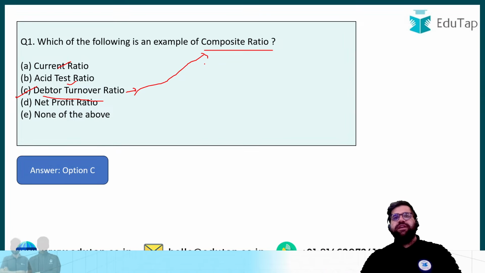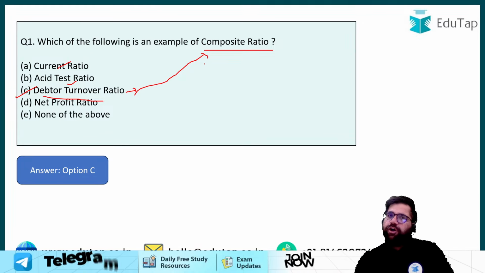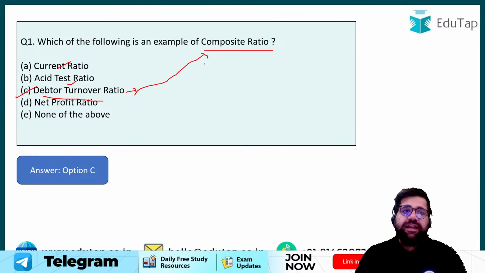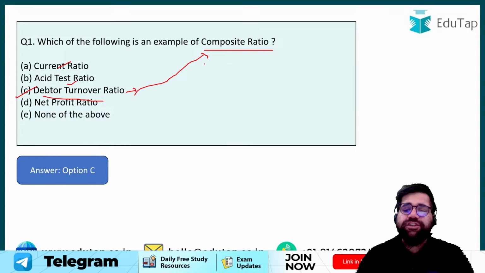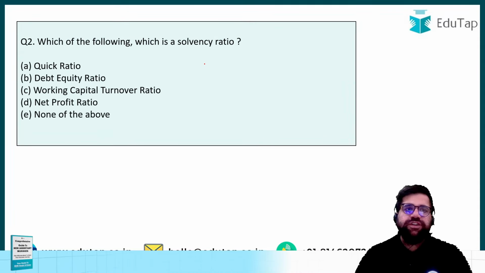Net profit ratio, again net profit divided by sales. Both these figures will be available to you in the income statement, not in the balance sheet. So the correct answer will be option number C. Net profit ratio is your net profit by sales. So I hope you know, the correct answer in the first question will be option number C.